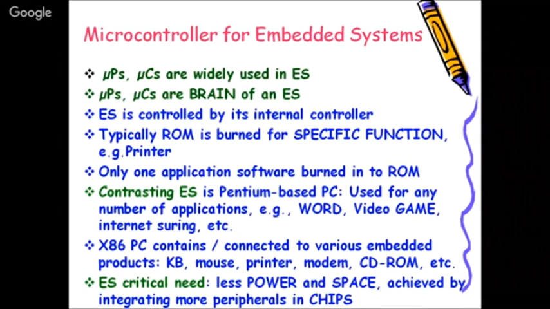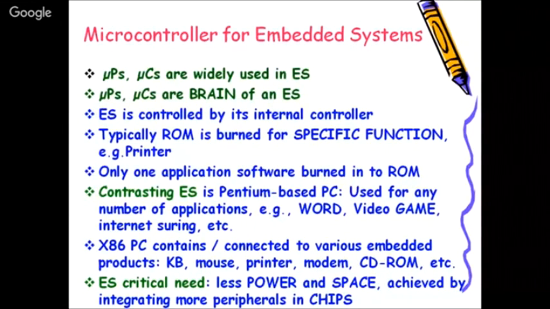So contrasting an embedded system with Pentium based PCs. If you compare a PIC based embedded system and a general purpose PC, how do we differentiate? General purpose PCs are used for many applications, like Word, video games, internet surfing, etc. So that is the major difference. Your PIC based embedded system, or any other controller based embedded system, will work dedicatedly for only one task, and nothing else.